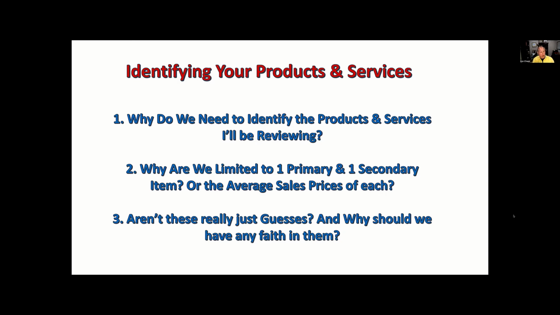This is your passion. You've been looking at activewear. You know what the general prices are. You know what people like. You come up with that fee. Why are we limited to one primary and one secondary? We're going to start with estimates. These are guesstimates early on to run the numbers. Later on, when we have a business, we can break it down into smaller, well-defined numbers. But for now, let's look at a primary and secondary. Look at the average sales price of each. Aren't these really guesses, and why should we have any faith in them?